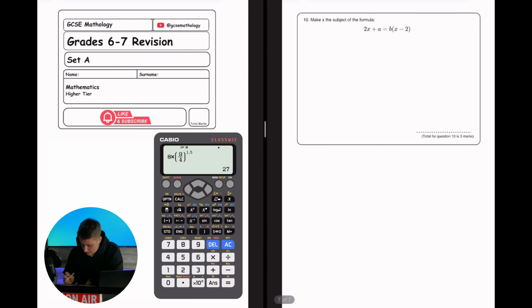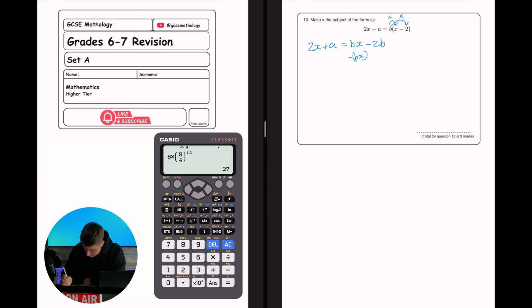The final question is question 10, and it says make x the subject of the formula. So we're going to expand this right hand side here to get 2x plus a is equal to bx minus 2b, and we're told we need to make x the subject of the formula. So we need all of the x's on one side and then everything else on the other. So let's move all of the x's to the left hand side.